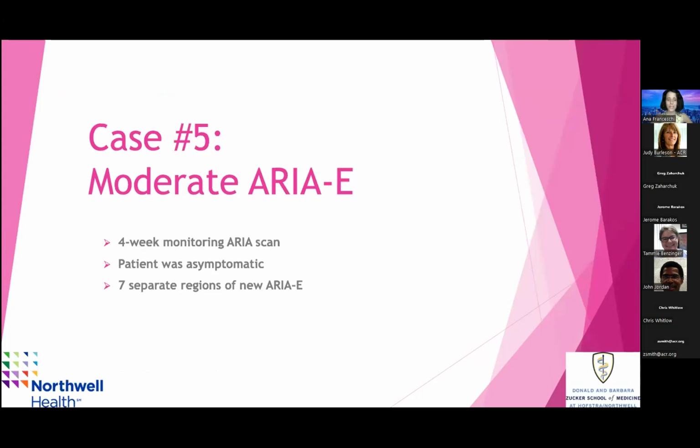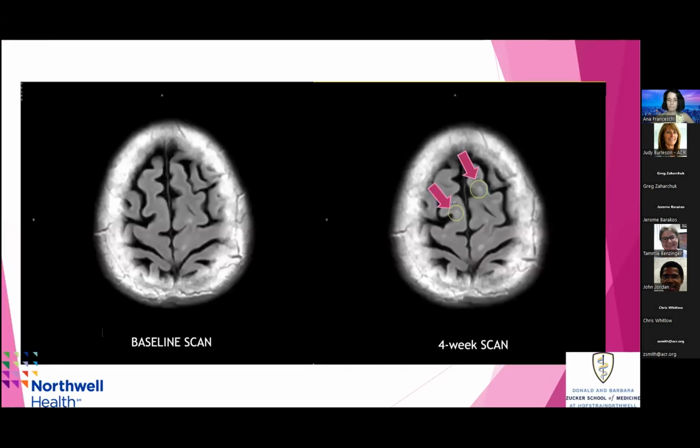So here's another case. This was a case of moderate ARIA-E that was detected on the 4 weeks, or 1-month, monitoring scan. This patient was asymptomatic, and there were 7 separate regions of new ARIA-E.